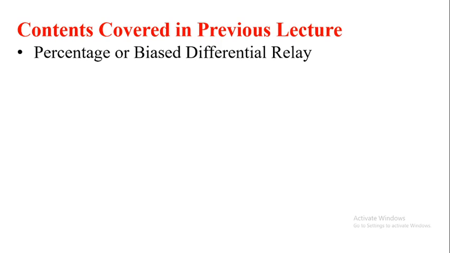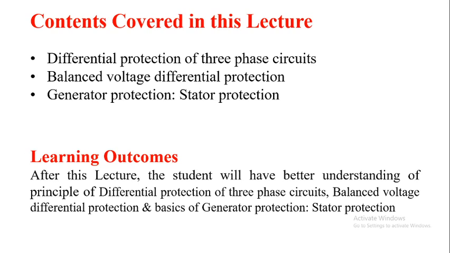So these are the points we discussed in the previous lecture. Moving on to today's class, we are going to discuss three different sections: differential protection of three-phase circuits and balanced voltage differential protection. These two are part of your third module second section, that is, differential protection. The third part is generator protection, which is the third part of your third module, that is, protection of the generating stations and protection of the rotating machines. In that we will be considering generator protection.